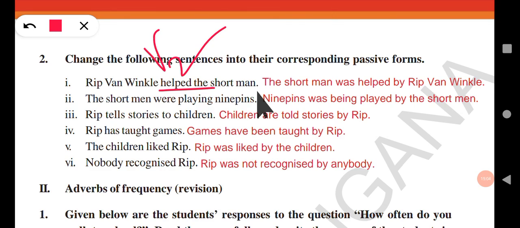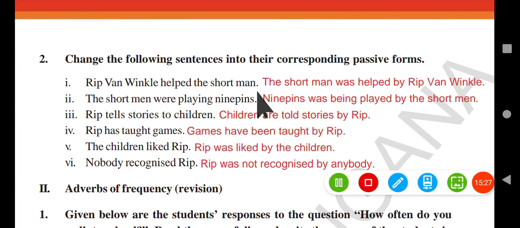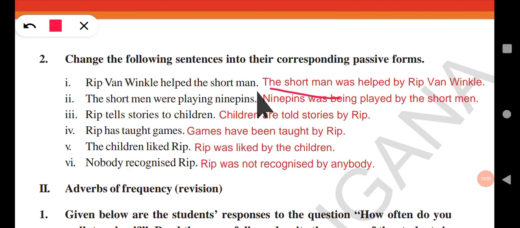So when these type of V2 sentences are there, when you change those V2 sentences into passive voice, you will get the structure of was or were plus V3. Okay, so can you see here, was helped? Okay, so was plus V3. Okay, got it. So we have changed both subject and object. So when we change subject and object, we would get the short man. After that, was helped. Subject becomes object here, by Rip Van Winkle.